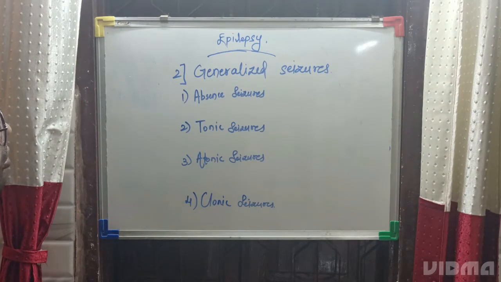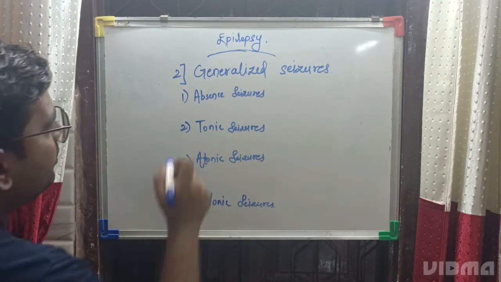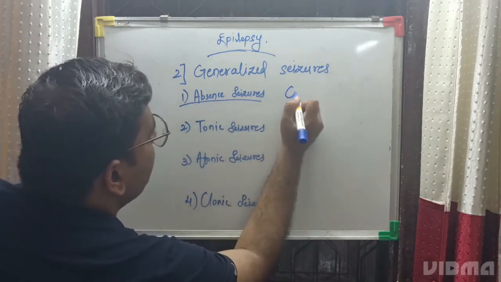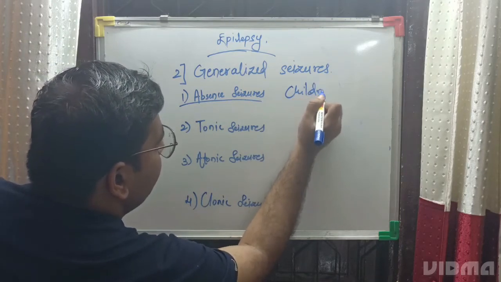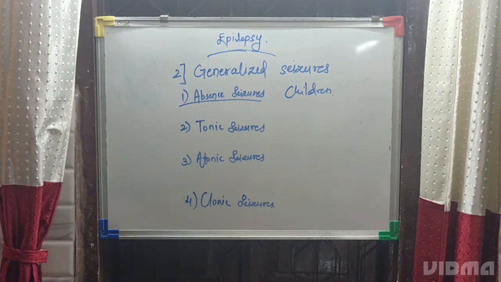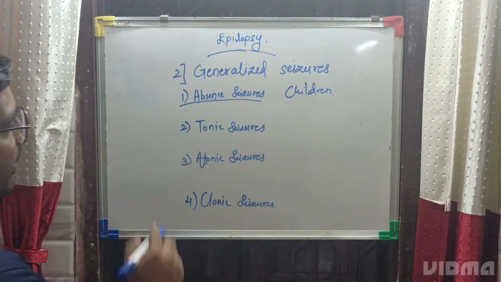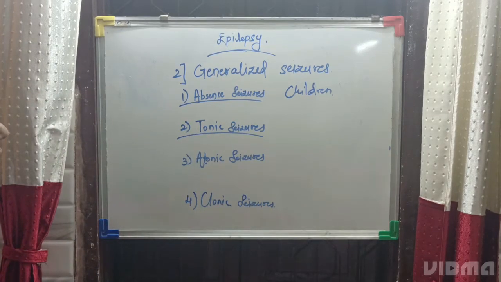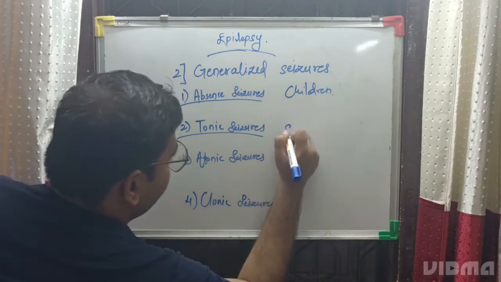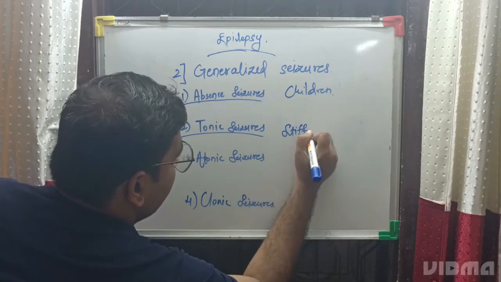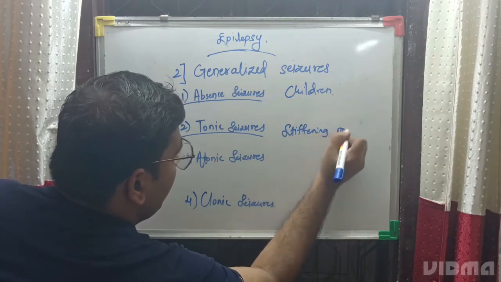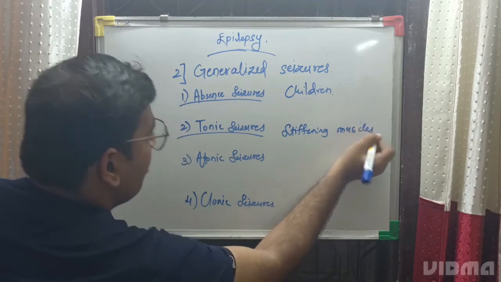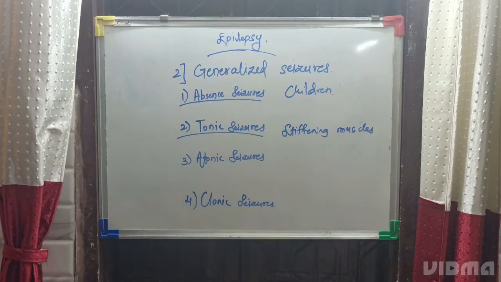So now we will focus on the generalized seizures. The first one is the absence seizures, which occur in children, in which there is a brief loss of consciousness. The second one is the tonic seizures, which cause stiffening of the muscles, and the person falls backwards.